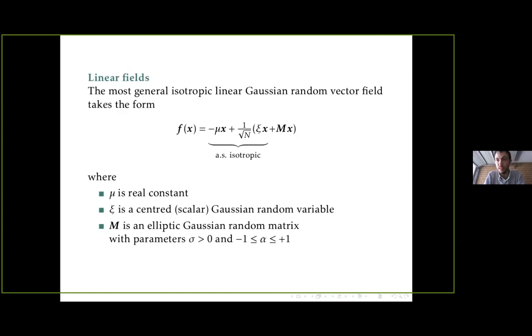There's one more term that is allowed, and that is just a scalar random variable, a Gaussian random variable, because we consider Gaussian fields in this case. So the model that we considered before is almost the most general rotationally invariant system in the statistical sense. So that seems nice, at least to me.